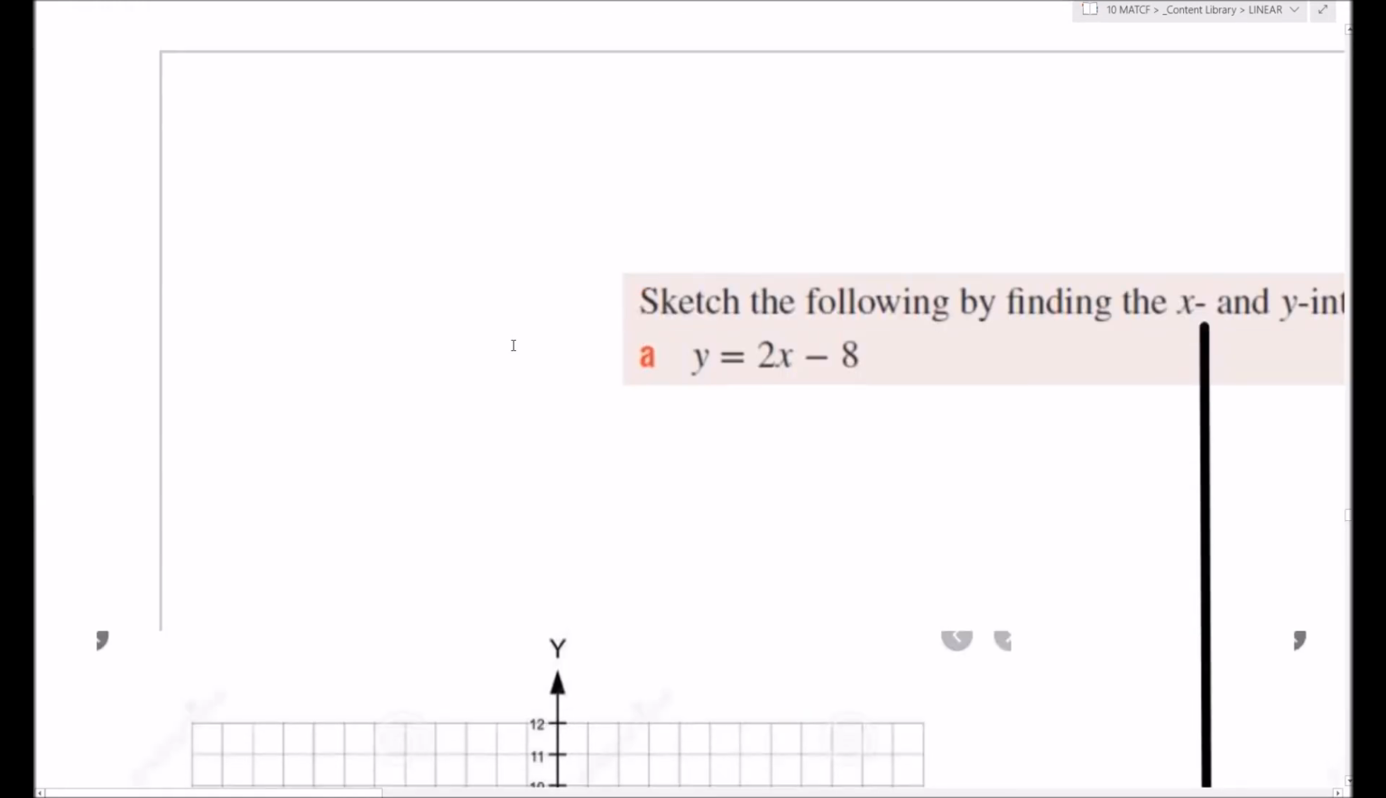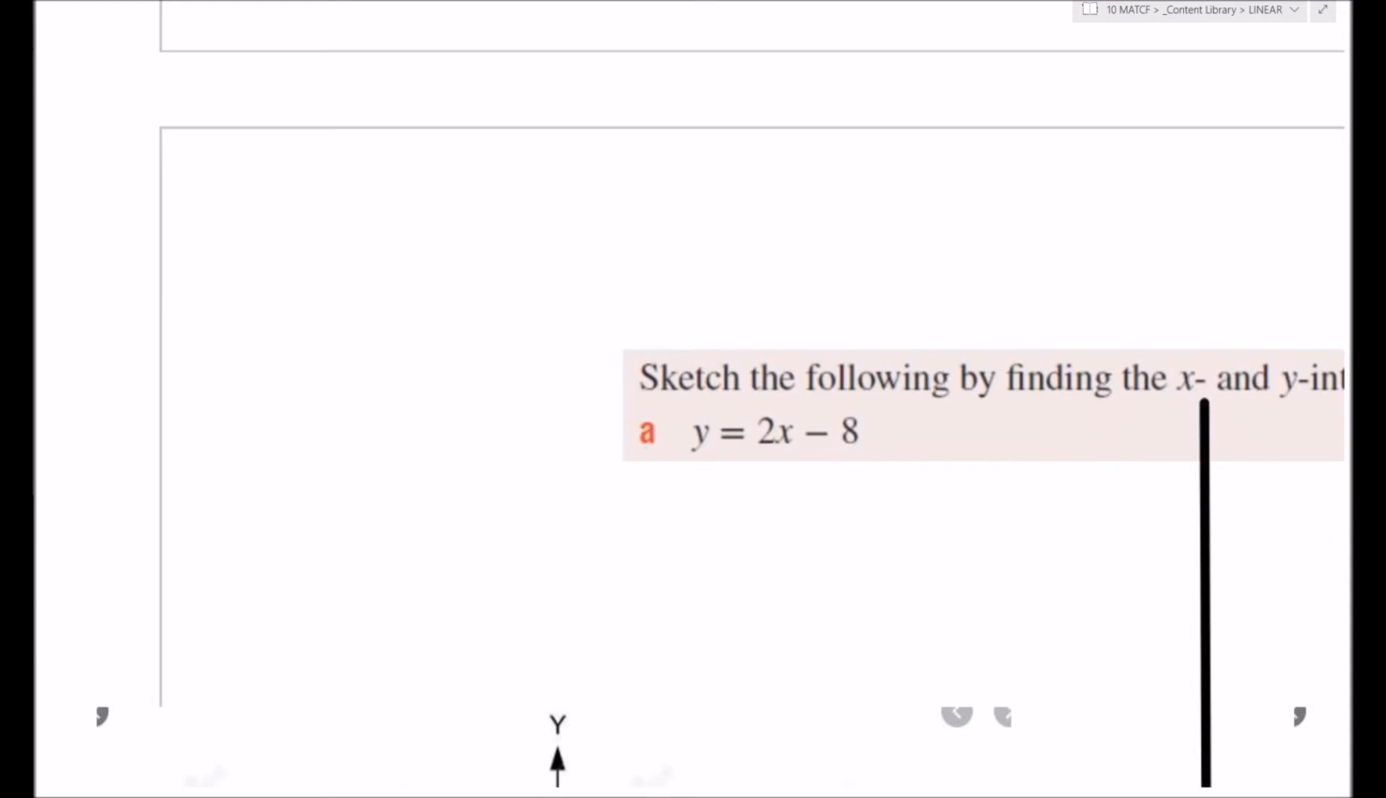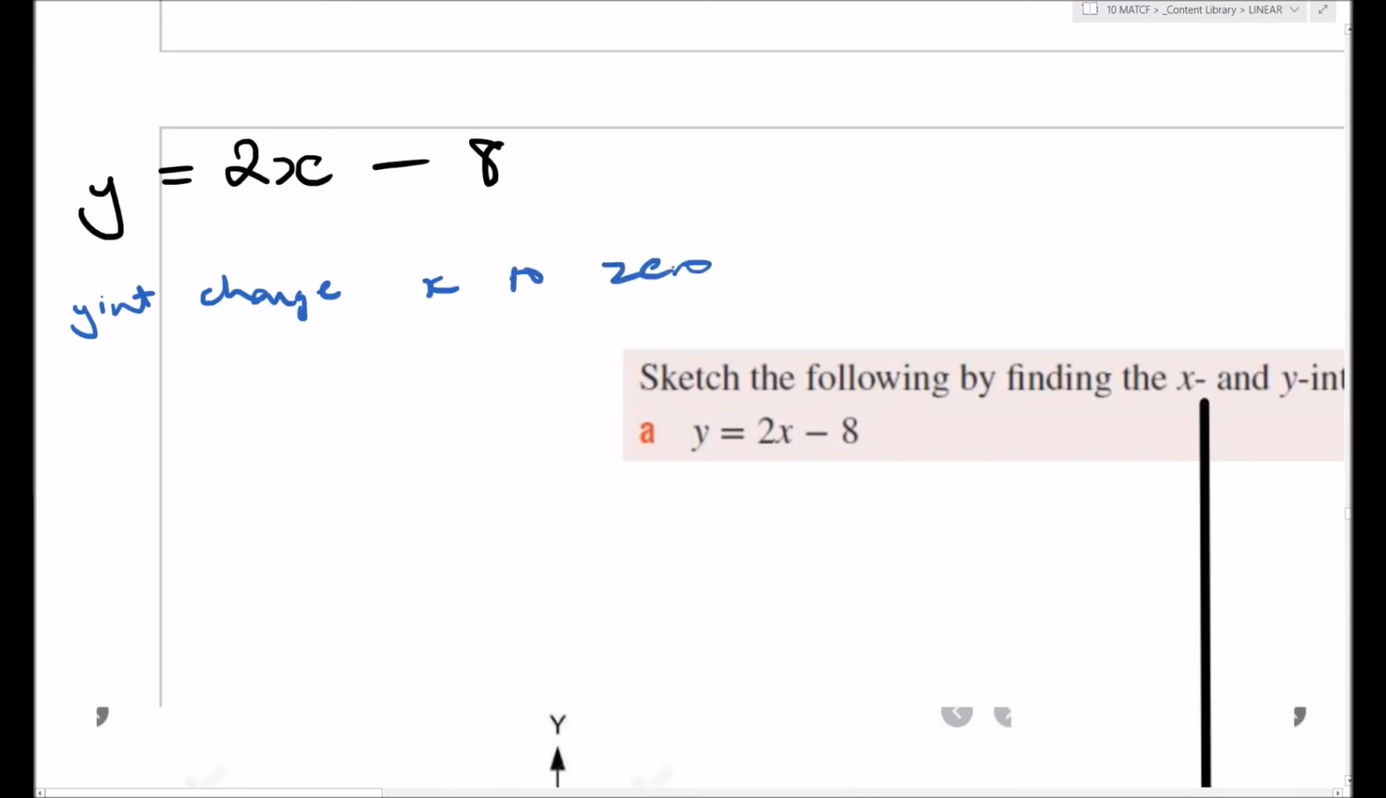So in this case, y equals 2x minus 8. Let me just rewrite the formula here. y equals 2x minus 8. So what you want to do is, if you're trying to find specific intercepts, you need to change some of these variables into 0. So if I want to find the y-intercept, I have to change x to 0. So if this is for the y-intercept, change x to 0. So just remember that. For the y-intercept, change x to 0.